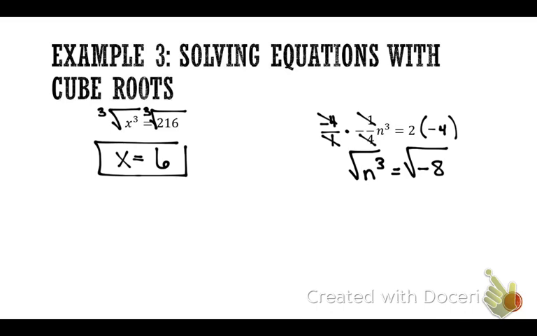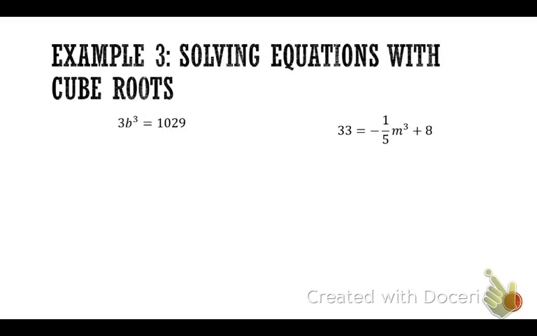No, this is the square root. So sadly, if you show this on your test, that's not fully correct. It needs to be the cubed root. And then n equals negative 2. Negative 2 times negative 2 times negative 2 gives me that negative 8. So that's why it has to be negative 2. All right, last slide.